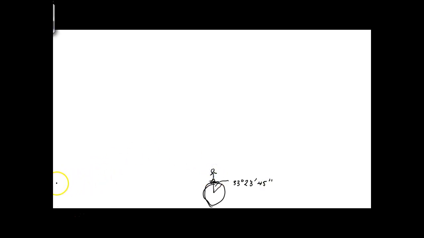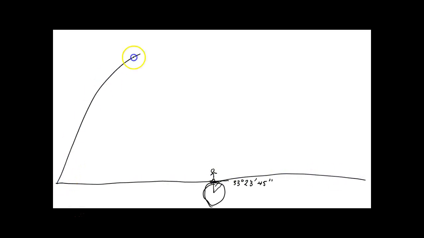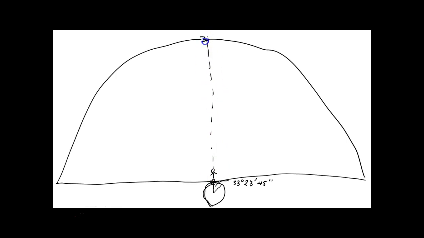Okay. Now let's draw our horizon here and draw our celestial sphere, or at least the hemisphere. Not a very pretty one. Here is our zenith directly overhead. And the celestial equator will be just like the equator is here. This is the actual equator here. And the celestial equator will be something like this. And that will also be 33 degrees, 23 minutes, and 45 seconds from our zenith.